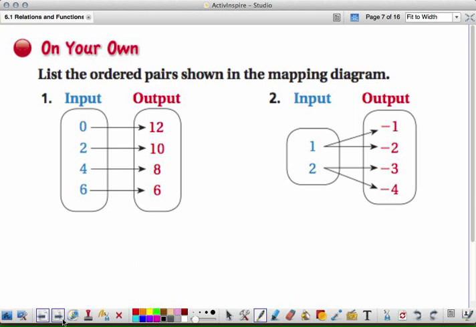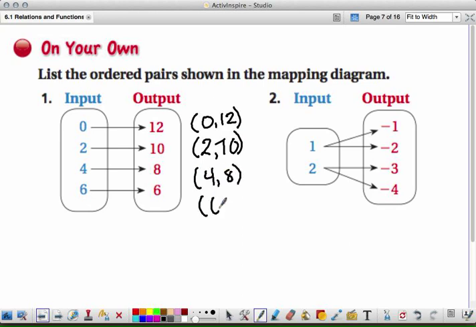All right, on this one, you should have listed your ordered pairs as (0, 12), (2, 10), (4, 8), and (6, 6). These are easy. You just go straight across.